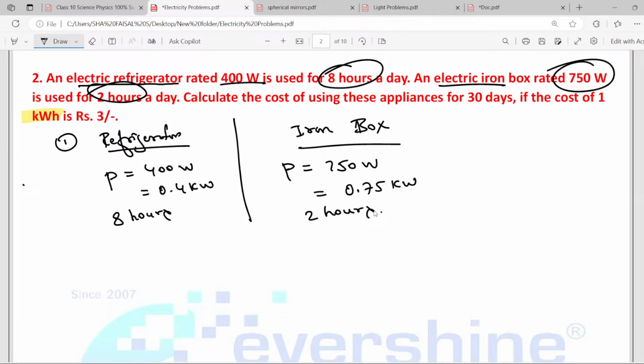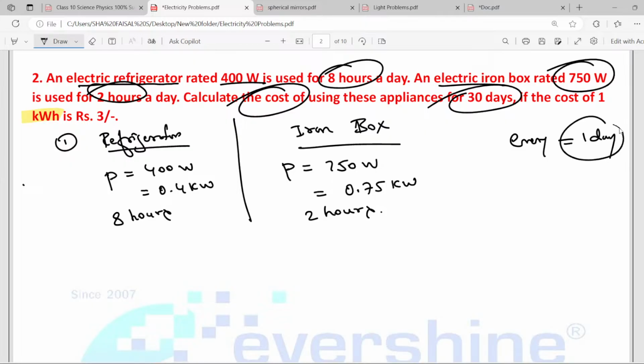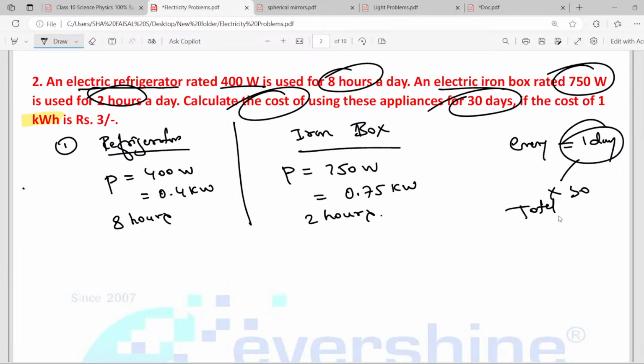Now, what we have to calculate? Calculate the cost for 30 days. First, we have to calculate the energy for 1 day. How much energy you are consuming for 1 day? Whatever the answer you get, multiply by 30. So, you will get for total 30 days how much energy you are consuming. Whatever you get, multiply by 3, because 1 kilowatt hour is 3 rupees. Then total energy into 3 will give you the total cost.